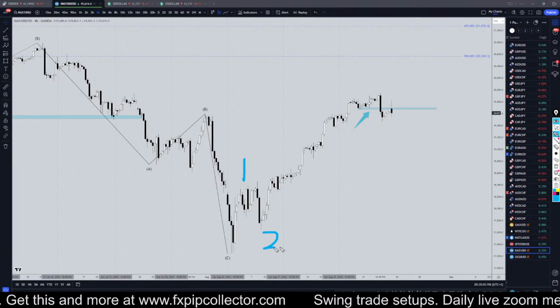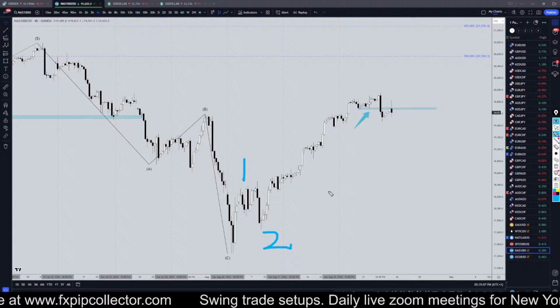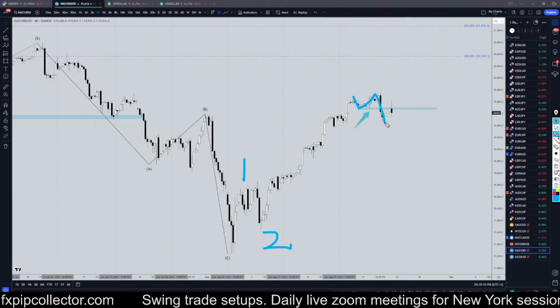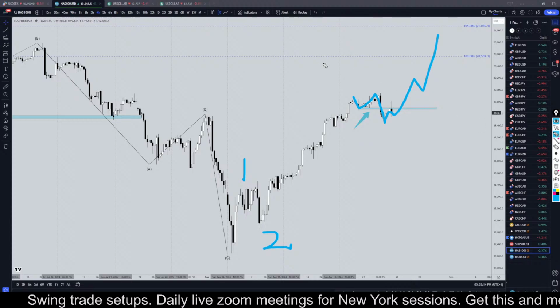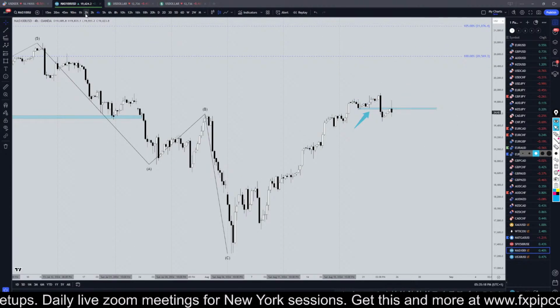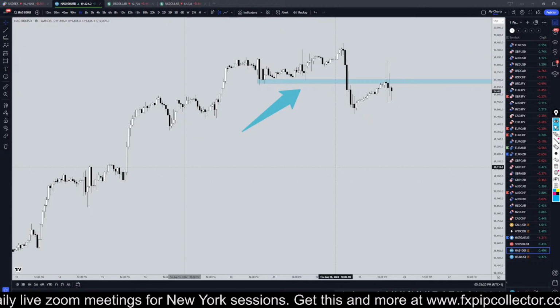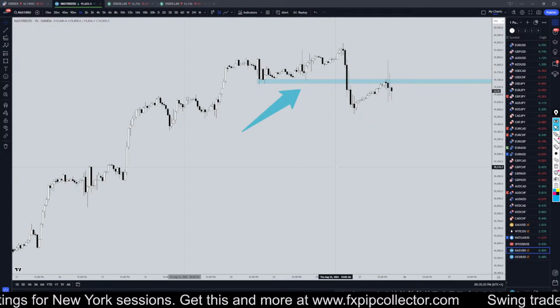Wave 1, wave 2. We definitely do have a break of structure, but boy, I think that could be an ABC correction, and I still think this thing might just keep on trending up. I still think we're in a wave 3, and I still would be looking for longs, definitely. Yeah, I think we should still be looking for longs.